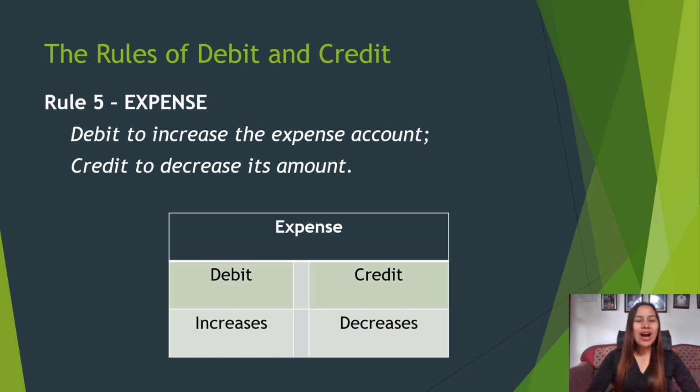All right, we're now on our way to Rule 5, expense. Okay, we know very well that the normal balance of expense is debit. So, to debit an expense means to increase its amount, while to credit it means to decrease its amount. So, the table says it so. Debit increases expense account, while credit decreases expense account. Okay, here we go with the illustrations on Rule 5.